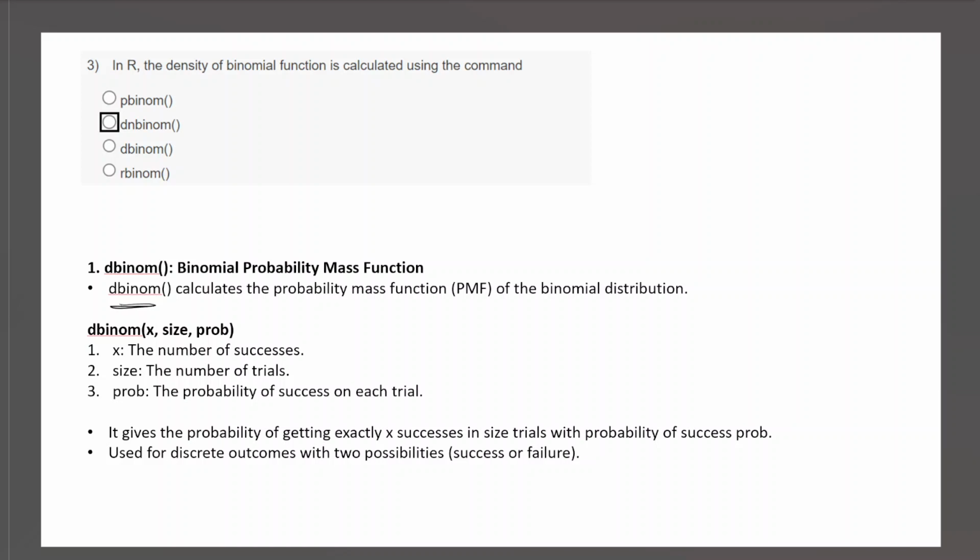For example, if I am throwing a coin 10 times, the size, the number of trials, is 10, and the number of successes is what I specify, like five successes in 10 trials. Then the probability of success in each trial is 0.5 when I'm tossing a coin. Then it gives the probability of getting exactly x successes in the given number of trials. This is used for giving discrete outcomes with two possibilities, for all Bernoulli trials.